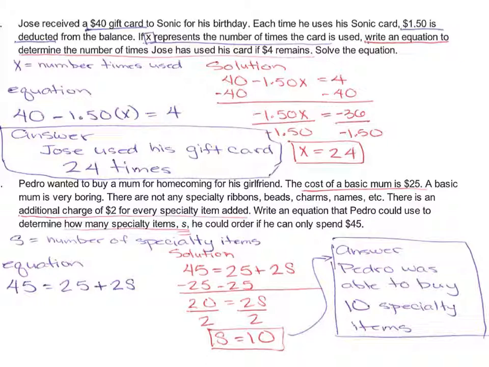So from there, we can solve for s. Subtract 25 from both sides. You end up with 20 is equal to 2s. Divide both sides by 2. You end up with s is equal to 10. So this means Pedro was able to buy 10 specialty items for his girlfriend's mum.